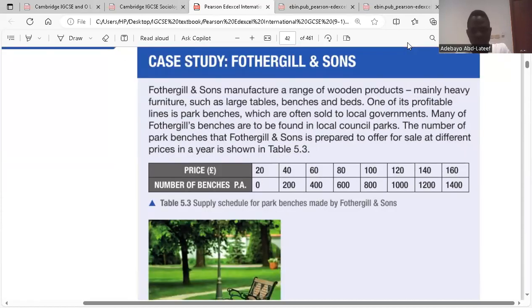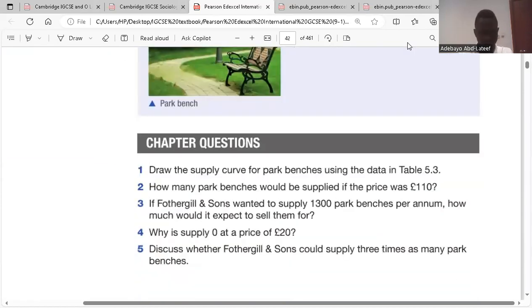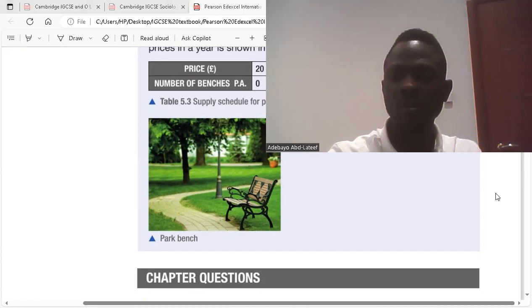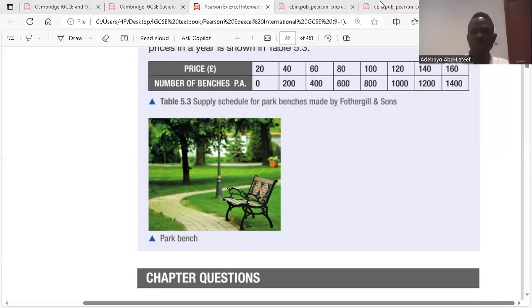The first question says, draw a supply curve for park benches using the data in table 5.3. So I drew the supply curve already. This is the supply curve, showing each price level. That's the first question.